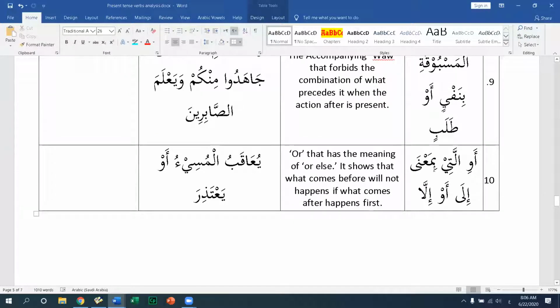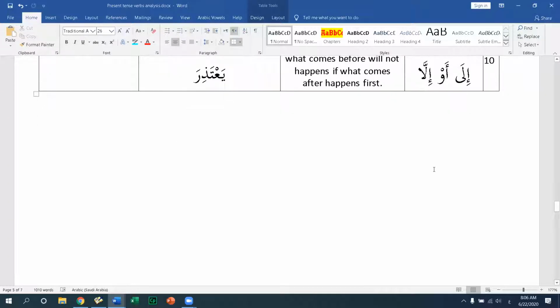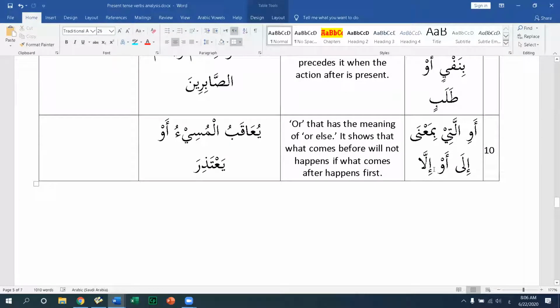The final reason or 10th reason is أو التي بمعنى إلى أو إلا. What does it mean? It is when you have a condition where we say if the person does what comes after, the condition will not kick in. But if he does not do it, it will happen. So this aw means except. So it's saying that this will happen except if what comes after occurs. Let me use the example here for you to understand.